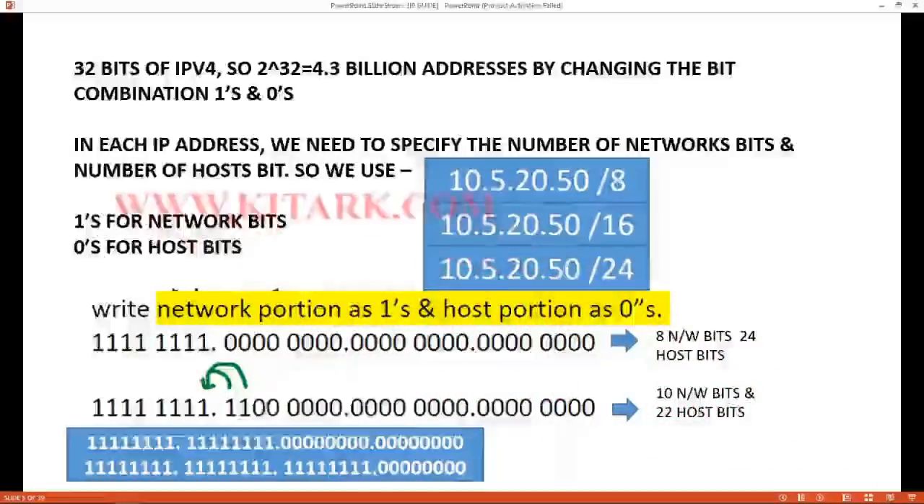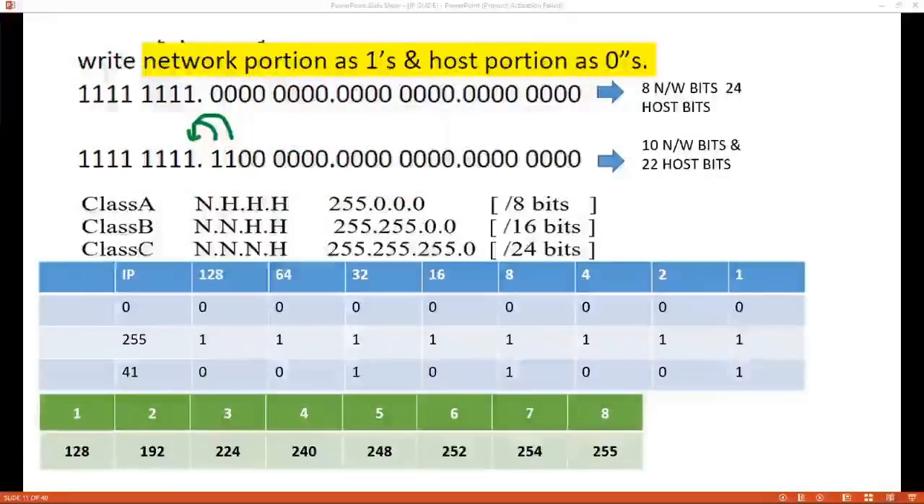Next we'll have a look at the subnet mask. Okay, so if you have /8 as the network bits, you can write the subnet mask as 255.0.0.0. For /16 you will write 255.255.0.0. In /24 you will have 255.255.255.0. So here you can note that for each complete 8 bits, you are representing it by 255.